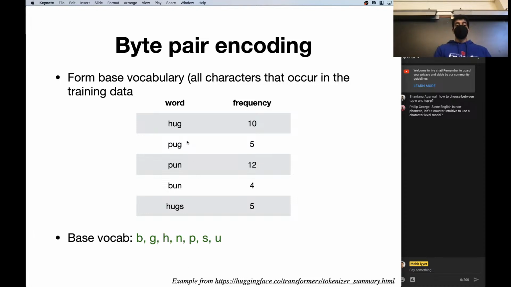So in my data set, the word hug occurred 10 times, pun occurred 12 times, hugs occurred 5 times, and so on. I had a pretty boring data set. There were only 5 words in it. And so after I've split the data into words, the next step is I'm just going to look at all the unique characters that occur in those words, right? So in this data set, I have these 7 characters, B, G, H, N, P, S, U. These are going to be my initial vocabulary.